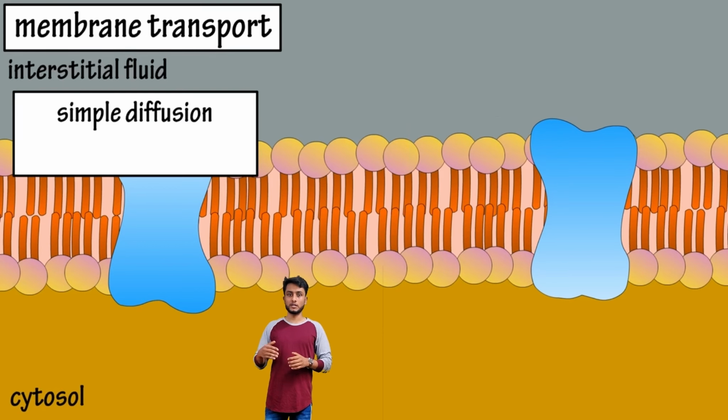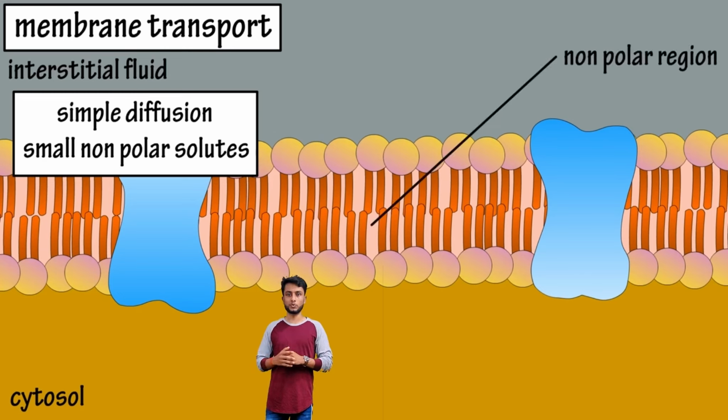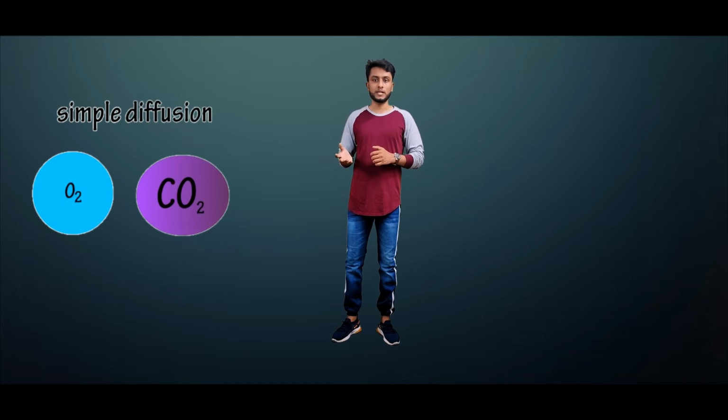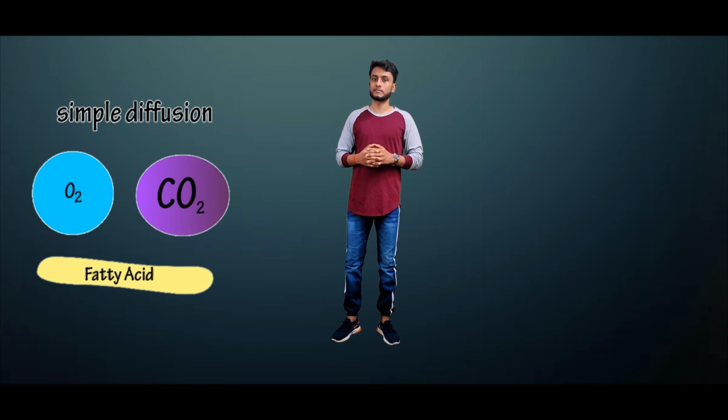Simple diffusion occurs with non-polar molecules. Being non-polar, they can cross the plasma membrane in between the phospholipids which make up the plasma membrane, because this region is also non-polar in nature. Examples of simple diffusion include the movement of gases like oxygen, carbon dioxide, or fatty acids.